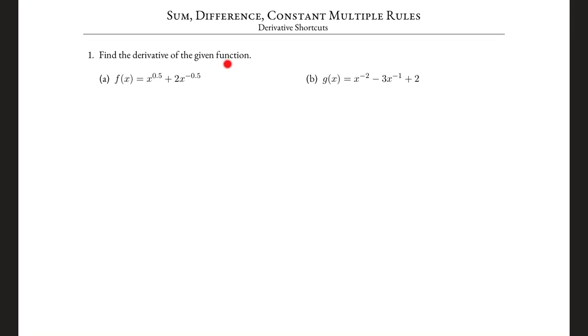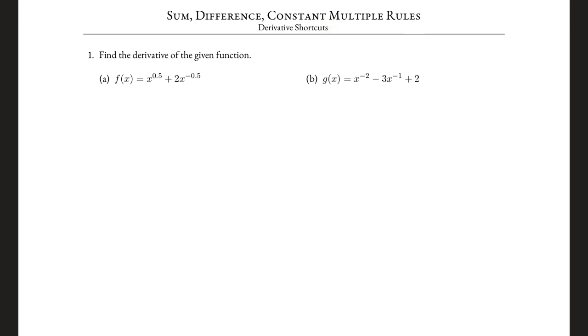Find the derivative of the given function using the sum, difference, and constant multiple rules. The derivative of the sum is the sum of the derivatives. The derivative of the difference is the difference of the derivatives. And when we have a constant multiple, we simply rewrite it and multiply it by whatever derivative follows.